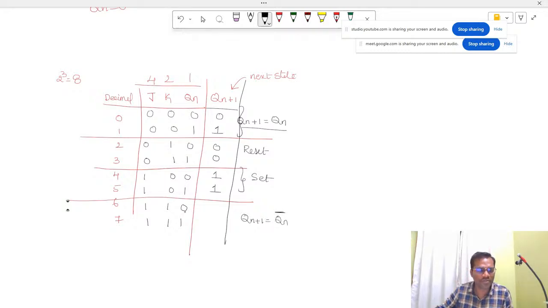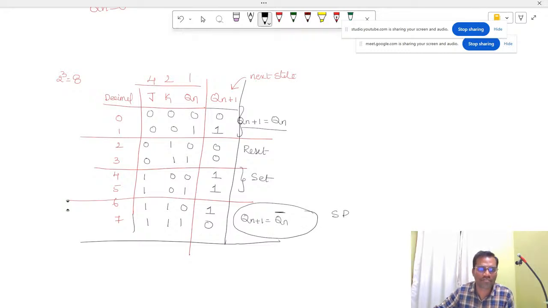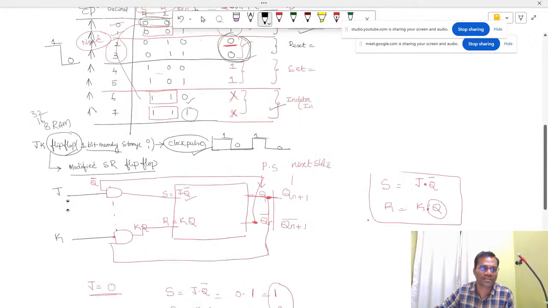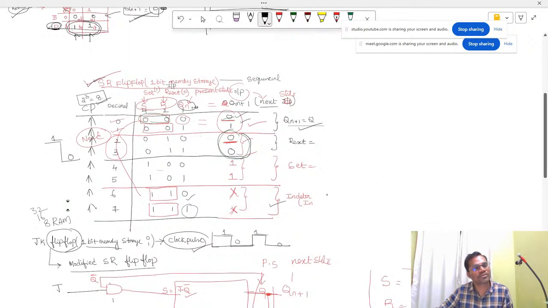Here it is how much? 0. And what is the complement of 0? 1. Here what is the value? 1. What is the complement of this value? 0. Are you able to understand? So only this is the difference when you compare an SR flip-flop with a JK flip-flop. Are you able to get it? So SR flip-flop and JK flip-flop are both the same. So for 0 and 1 the output is how much?